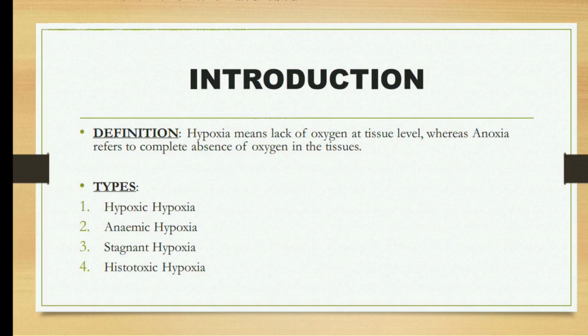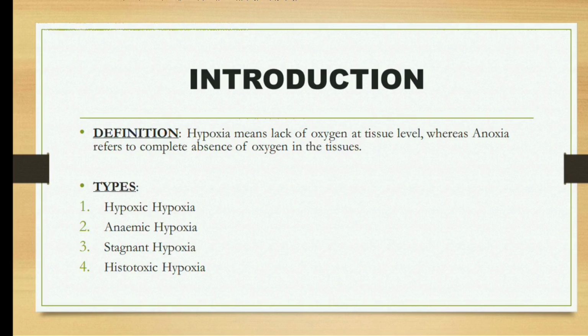Firstly, what is hypoxia? Hypoxia literally means the lack of oxygen at tissue level, whereas anoxia is another term which refers to complete absence of oxygen in the tissues. Coming on to its classification, hypoxia has been classified into four major types. They are the hypoxic hypoxia, anemic hypoxia, stagnant hypoxia, and histotoxic hypoxia. What they are and what their causes are will be described in our next slides.